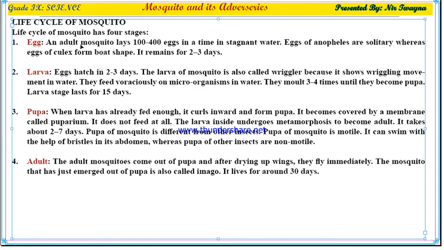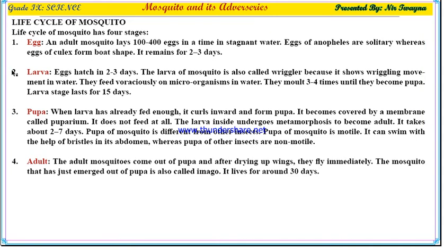Well, eggs, an adult mosquito lays 100 to 400 eggs in a time in stagnant water. Stagnant water means jameko pani. Eggs of Anopheles are solitary, whereas eggs of Culex form boat shape. It remains for 2 to 3 days. Any confusion? We have already explained all these things. Yes, just take the note.